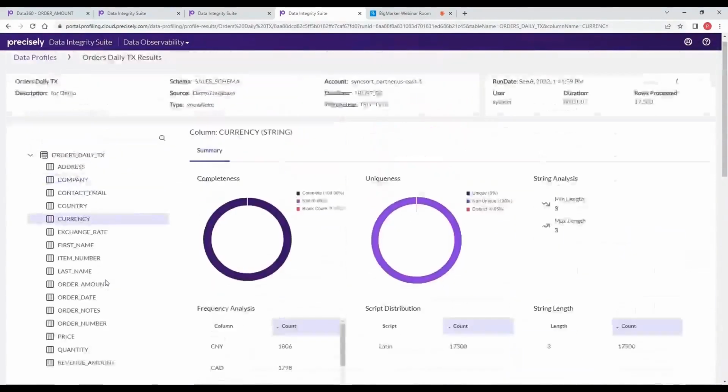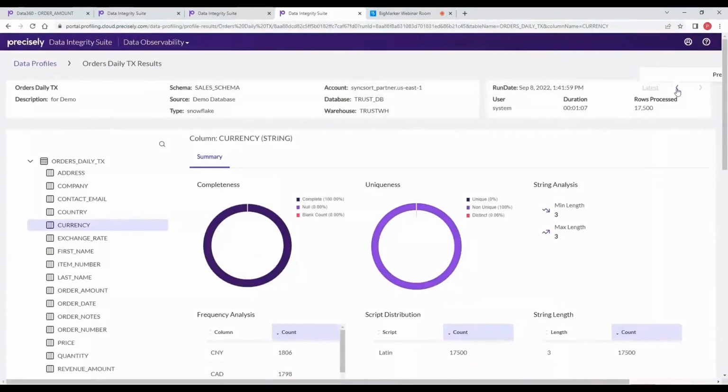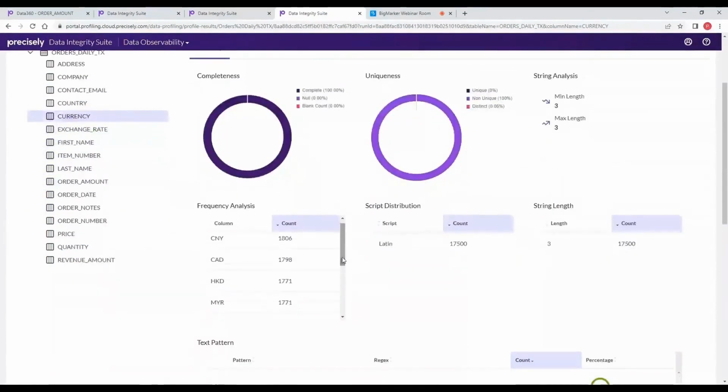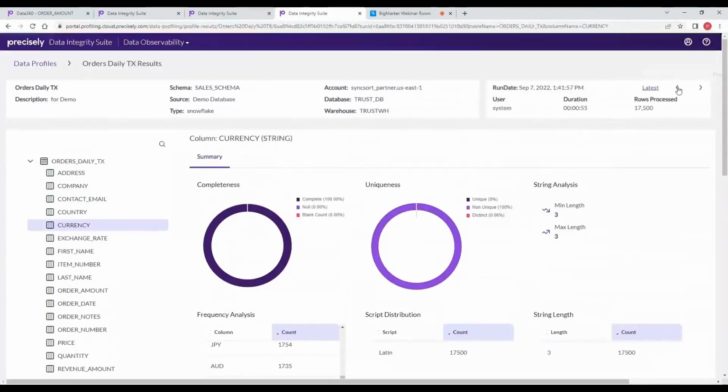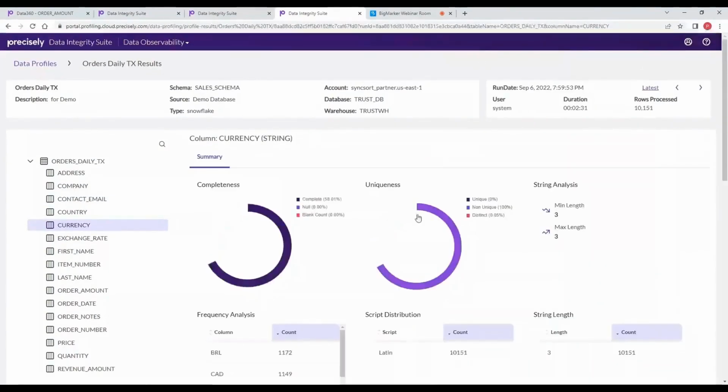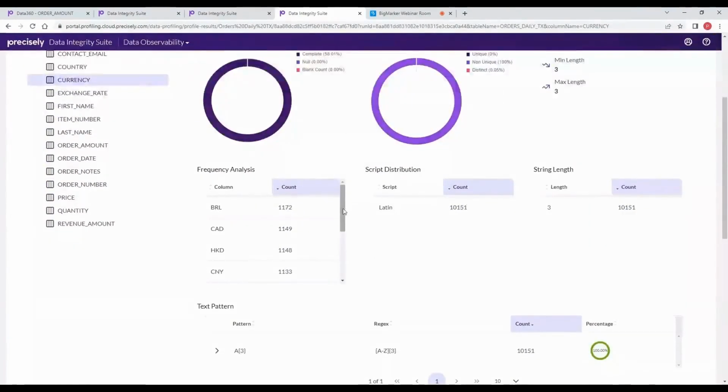And while we're looking at this, I want to use this to show you the example that we were earlier talking about. If I go to the frequency analysis, I can actually see the multiple currencies that have come in. And as you see here, there's a Japanese yen. And we had 1,754 records of a Japanese yen on today's run.